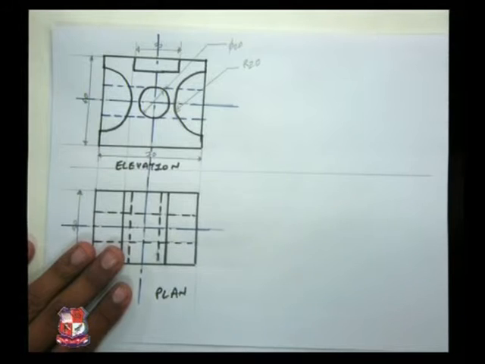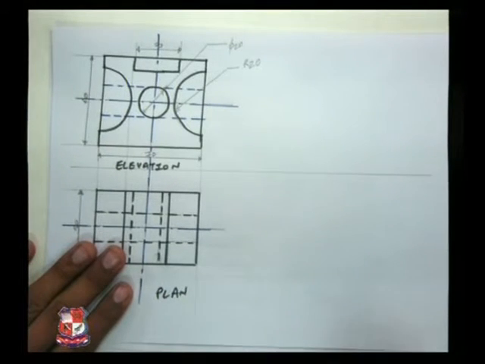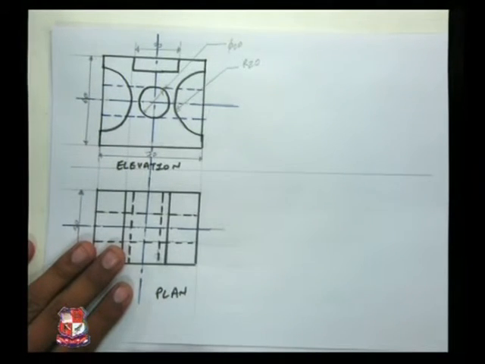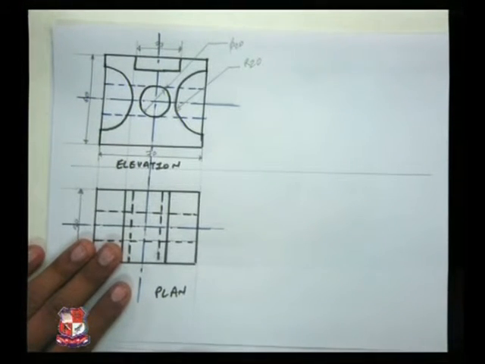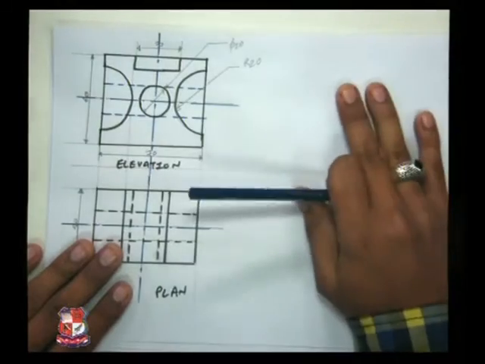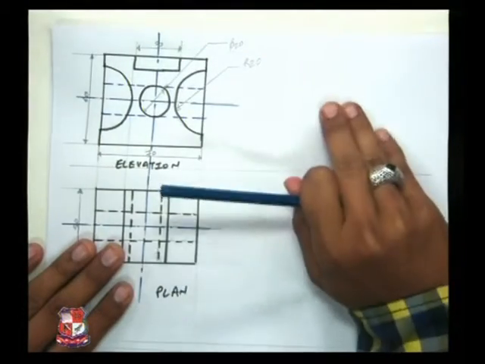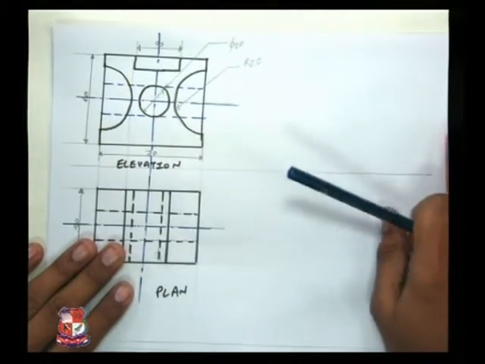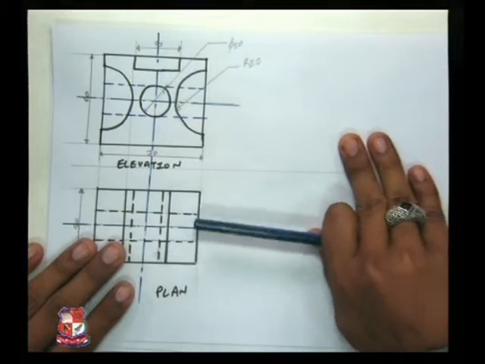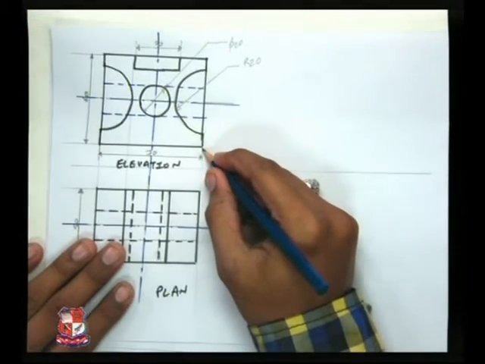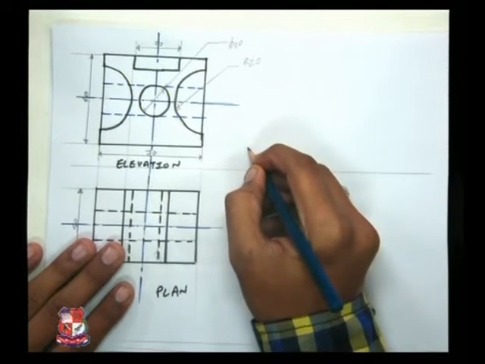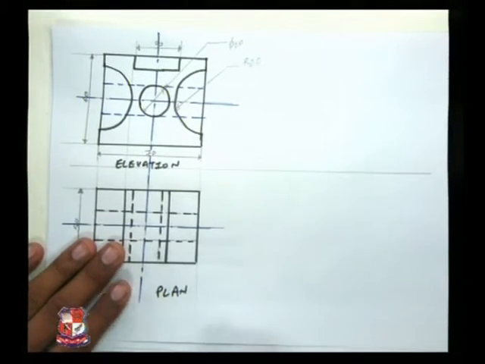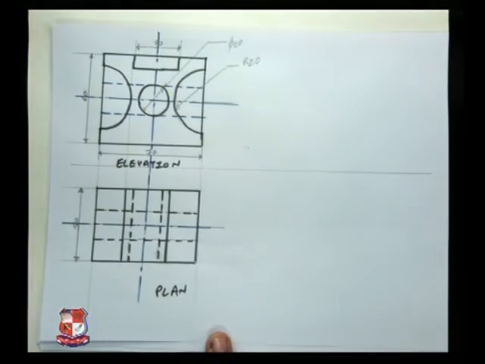Now we need to draw the side view, that is the left hand side view. As it is the first angle projection method, the left hand side view will come up on the right hand side of the elevation. So that's why I have put empty space over here. Now what I am going to do is segregate 15 mm over here and make a vertical line.